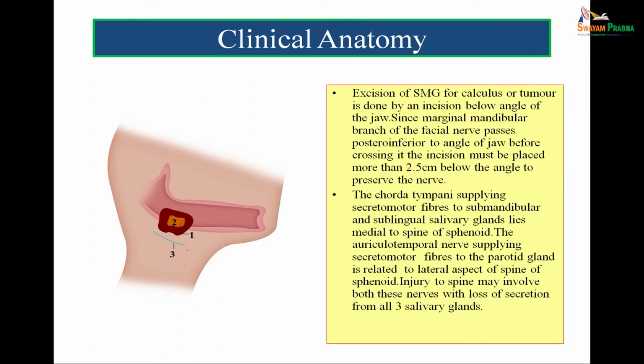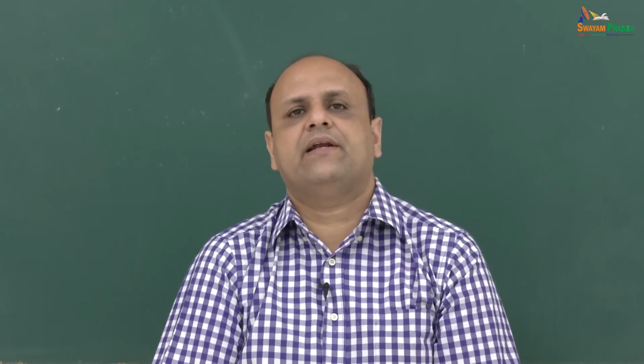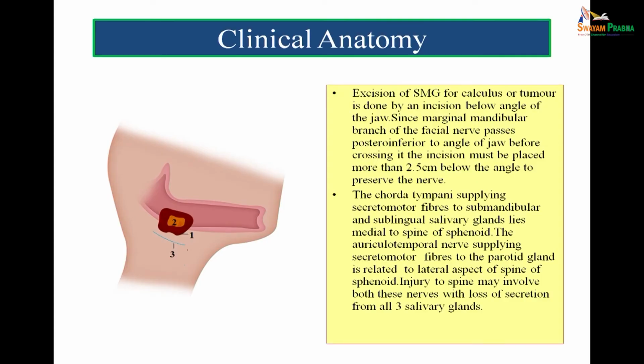So, any injury to the spine of sphenoid may involve both these nerves, and this can lead to loss of secretion from all the 3 salivary glands. If there is damage to the spine of sphenoid, since its medial relation is the chorda tympani nerve and lateral relation is the auriculotemporal nerve, the chorda tympani supplies the submandibular salivary gland, while the auriculotemporal nerve supplies the parotid gland. So, damage to the spine of sphenoid may lead to loss of secretion from all the 3 salivary glands.